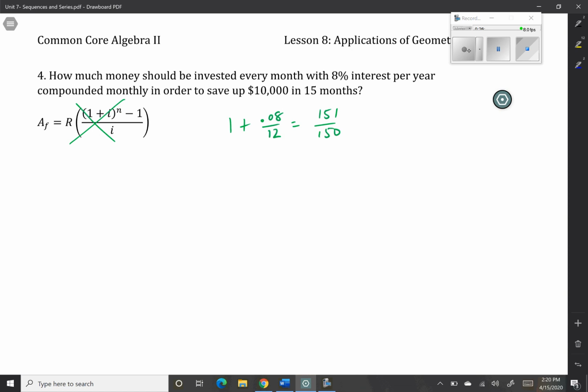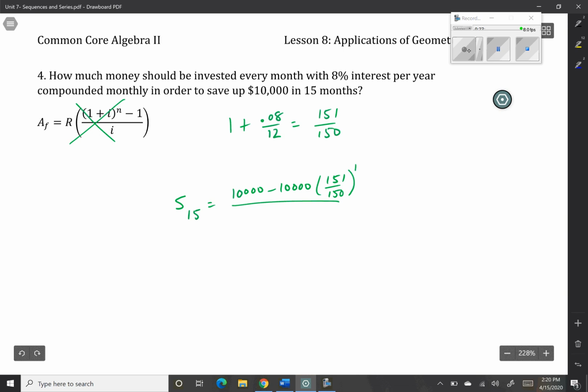So if I want to find the sum of 15 months, I'm going to take the initial amount of money, 10,000, minus 10,000, multiply it by the common ratio raised to the 15th power, and then divide by 1 minus the common ratio. I know you don't like fractions, but the decimal is a repeating decimal, so we can't round it. So let's type that in and see what we get.